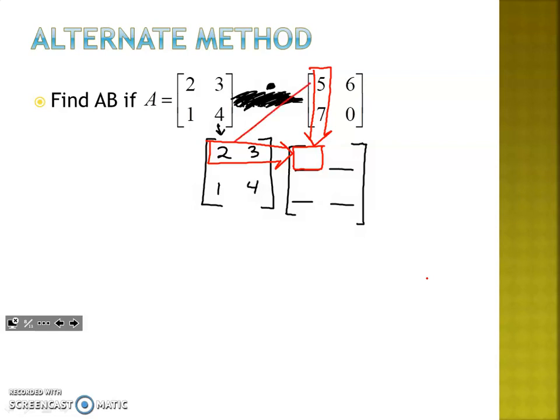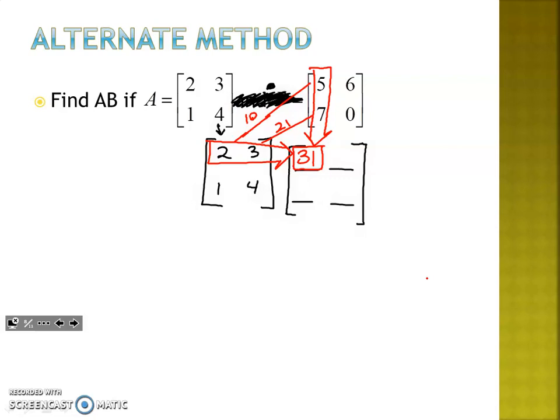2 and 5. 2 and 5 gives me 7. No, it does not. I am so sorry. 2 plus 5 gives me 7, but we are taking 2 times 5. 2 times 5 will give me 10. 3 times 7 gives me 21. And then I add these numbers together. 10 and 21 gives me 31 for my answer.